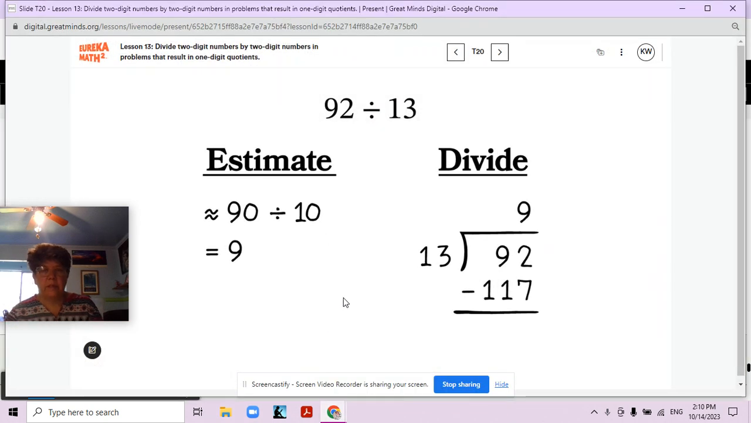All right, here we are in lesson 13, video 2, and you can see we have a problem right here, 92 divided by 13. This work shows an estimate and the calculations that the student made for 92 divided by 13. What do you notice? Just check that out for a minute.